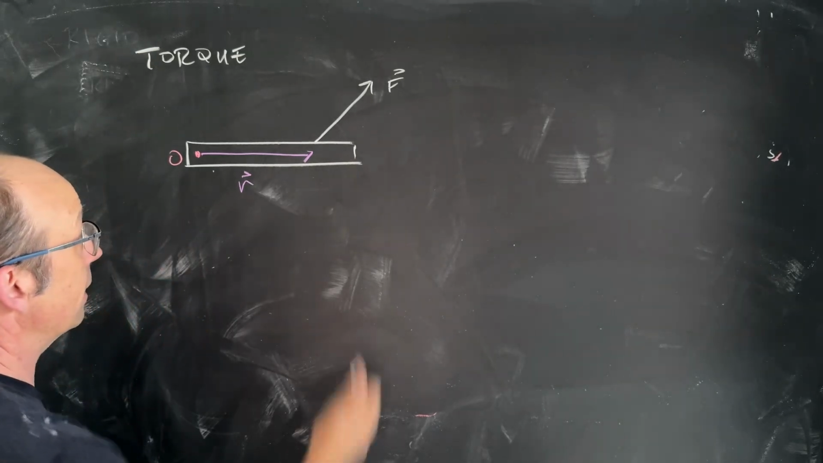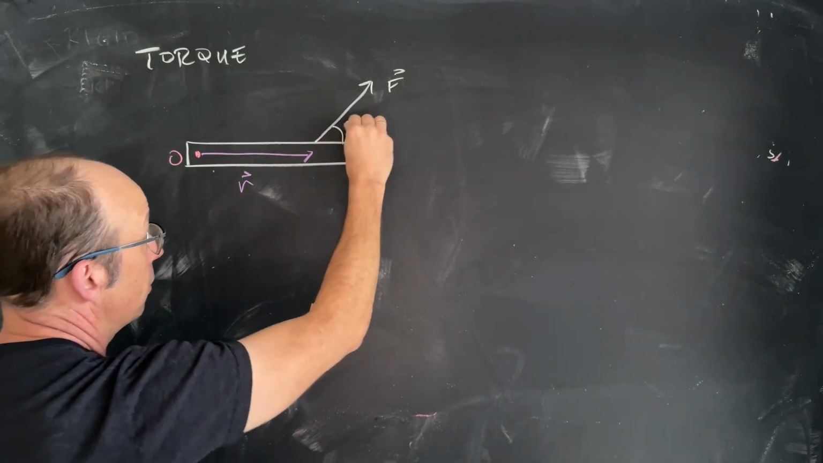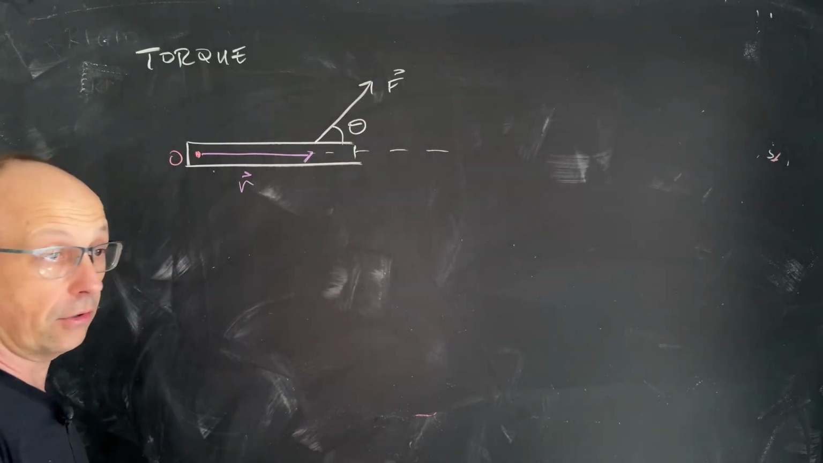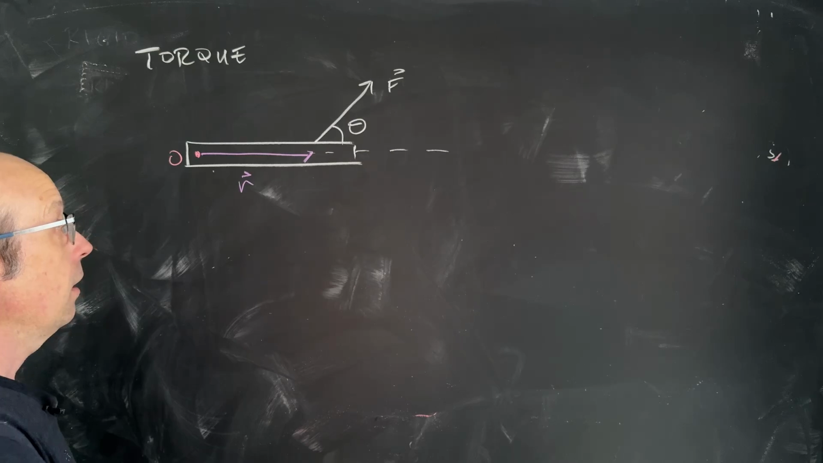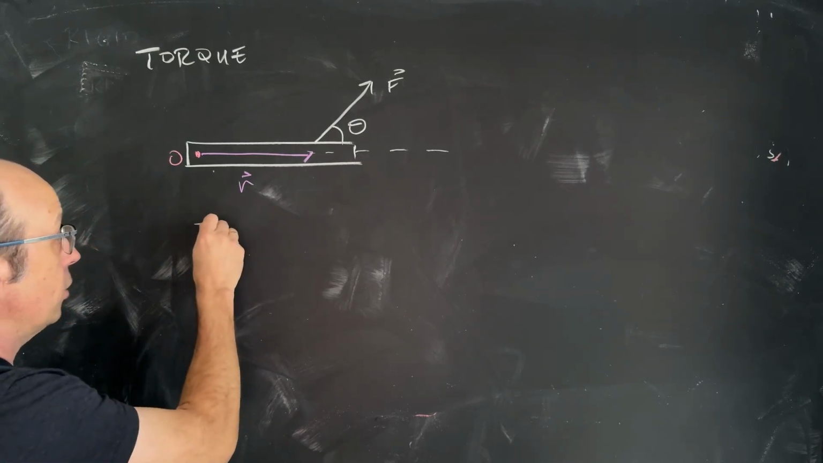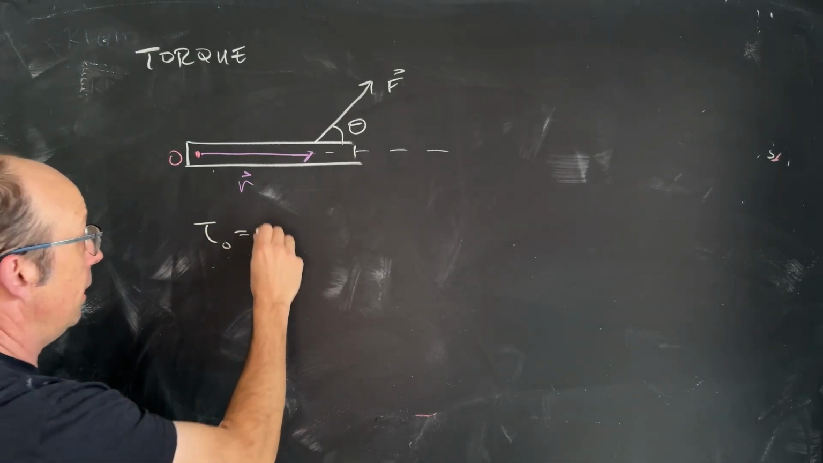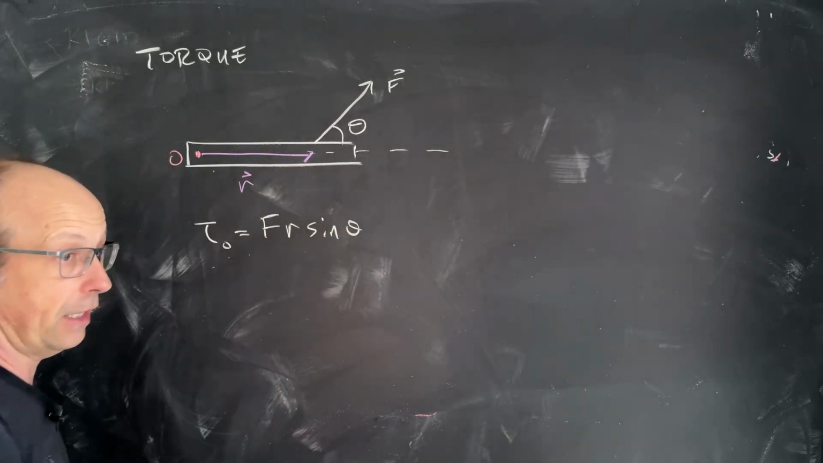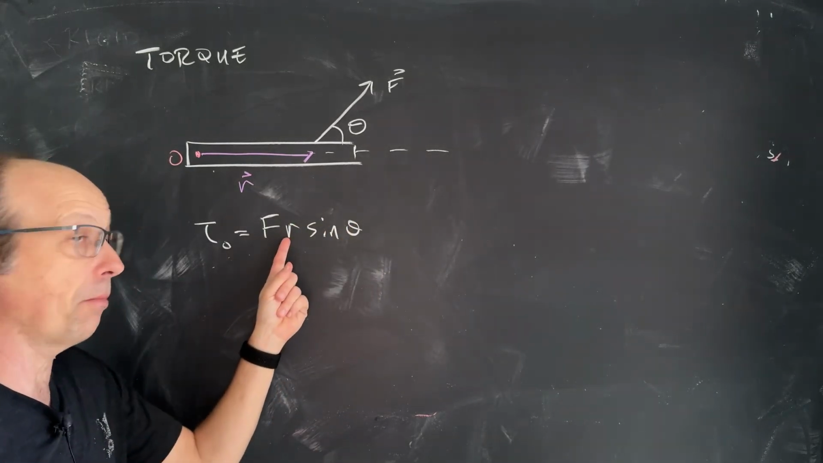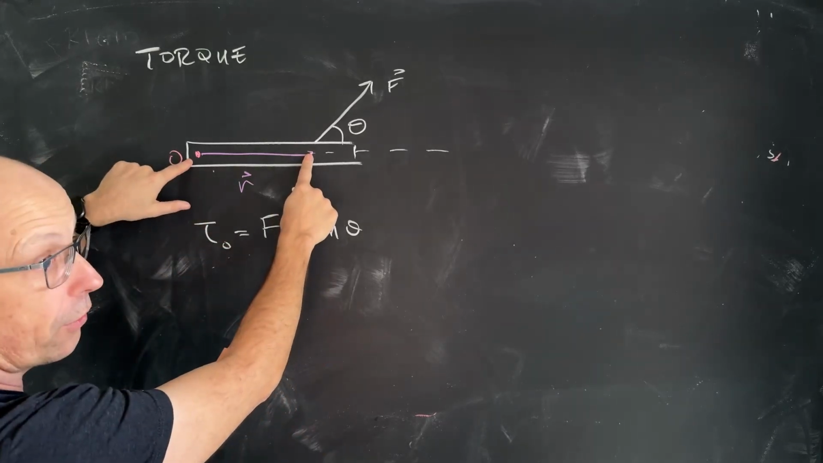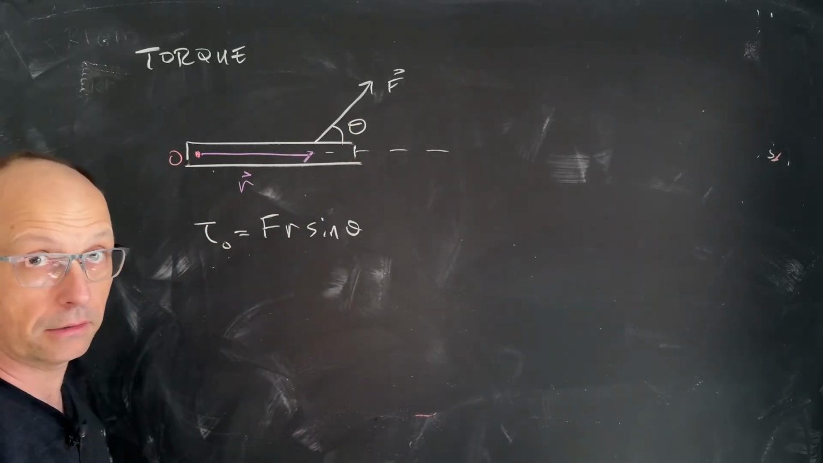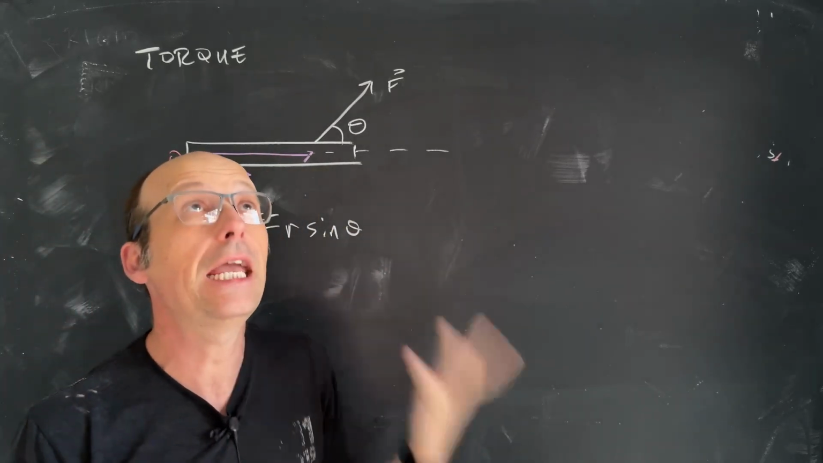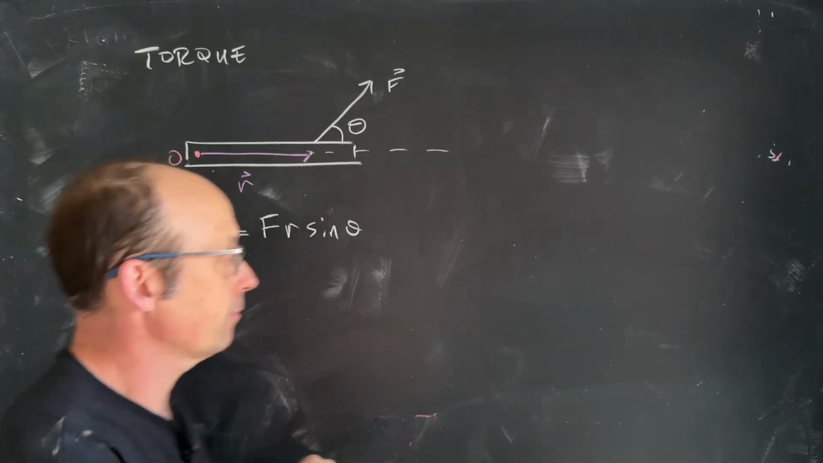Now we can also calculate the angle between R and F. If you extend R, that's the angle theta. With that, I can say torque O is equal to F times R times sine of theta. That's the magnitude of the force, that's the magnitude of R, which we're going to call the torque arm, and that's the angle theta. So this is our definition of torque, our rotational force.